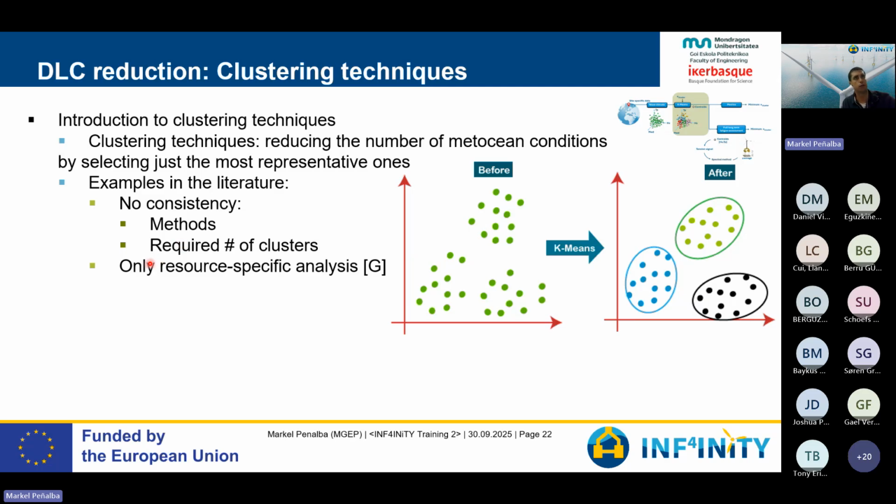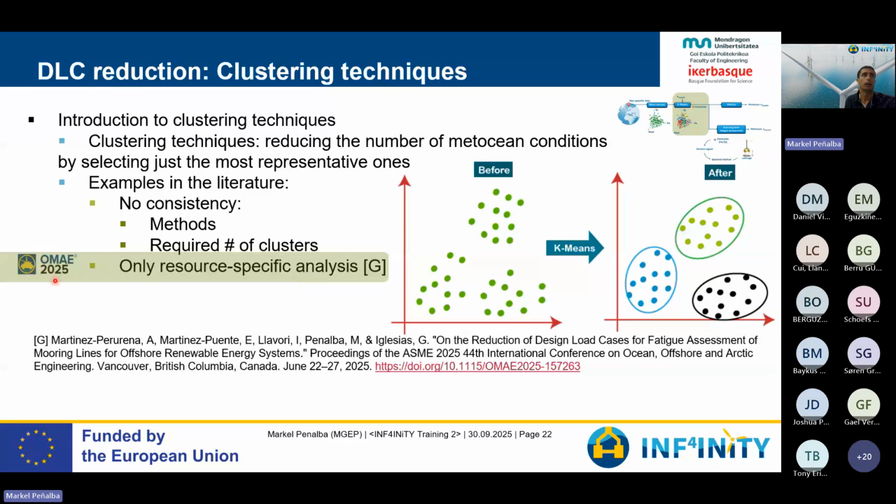And 2 more drawbacks of the literature are that we only found analysis in resource-specific or resource environmental based metrics, right? So you're only using wave heights or wind speeds, but nothing about the design parameters we need to use in the design process, like fatigue, like power production, like downtime, like weather window definition, and so on. So it's only resource-specific analysis, and this is something we addressed in a recent publication in the OMAE 2025 conference in Vancouver.